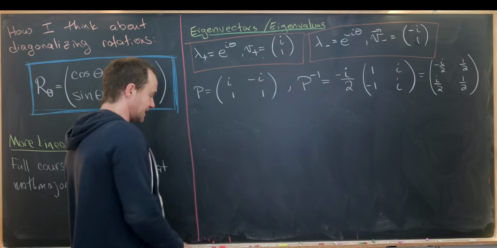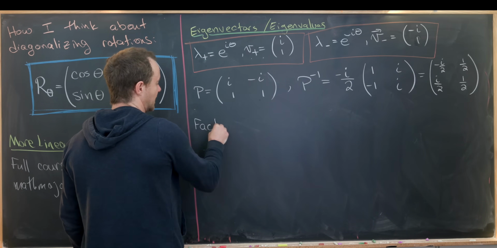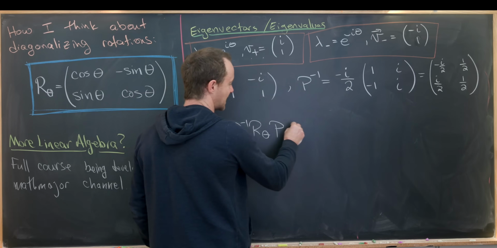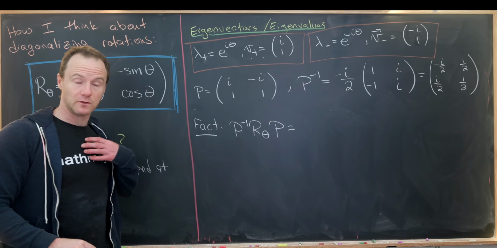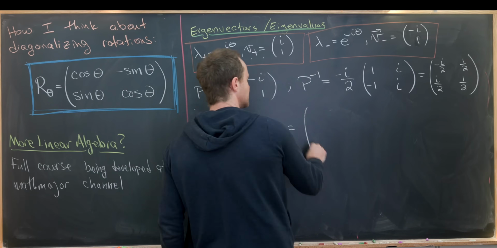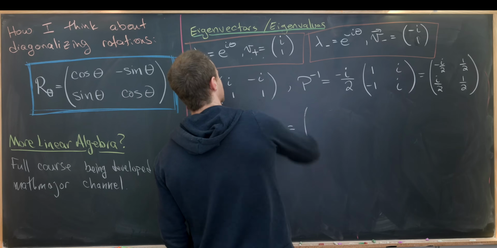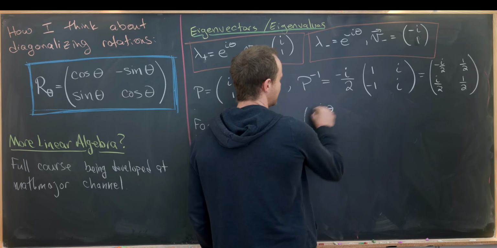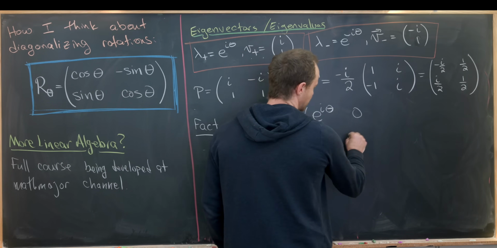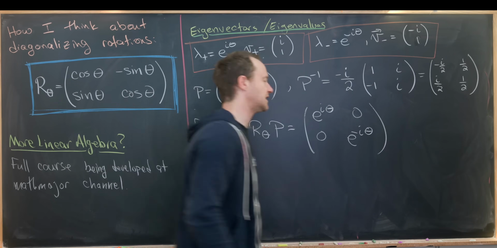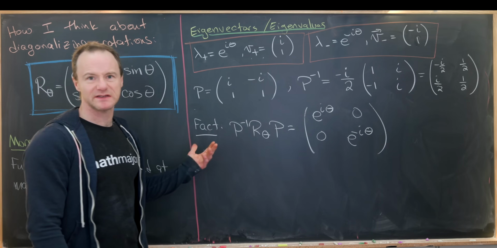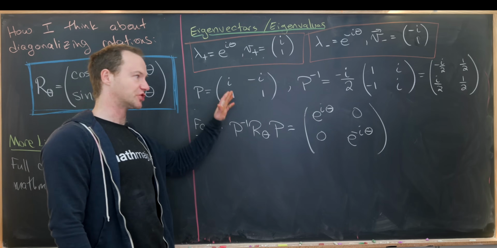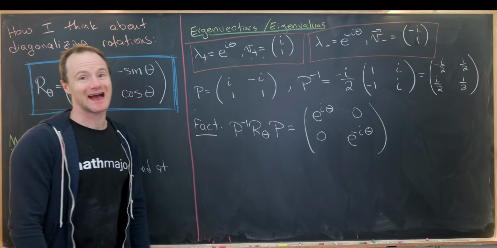Okay. Now next, this is a fact from linear algebra: P inverse times our rotation matrix times P will be diagonal, where the eigenvalues are on the diagonal. The eigenvalues being on the diagonal correspond to how we chose the columns here. So we'll have e to the i theta here, 0, 0, e to the minus i theta here. I'll leave this calculation as a little homework exercise, and we'll move on to the visualization of our original rotation and now this new diagonalized rotation.